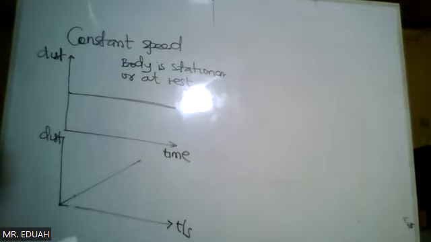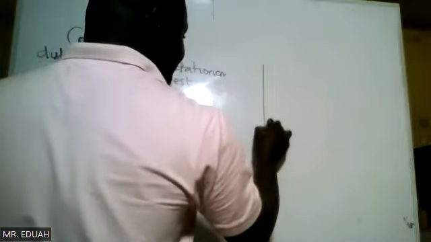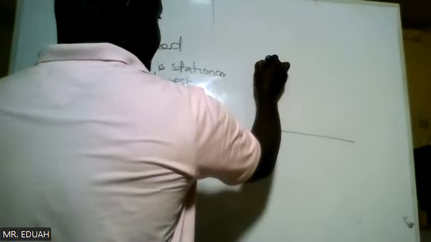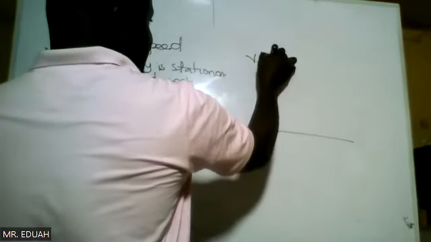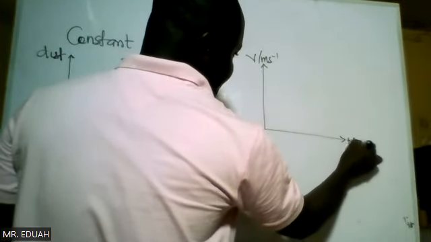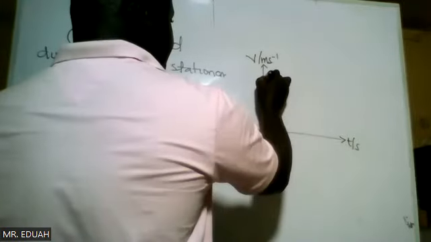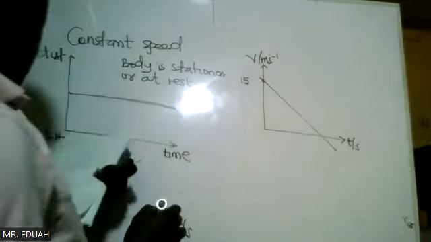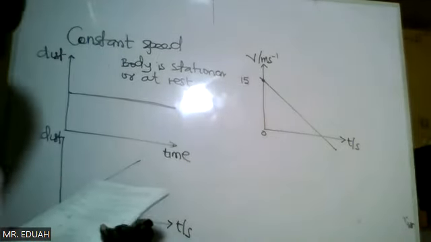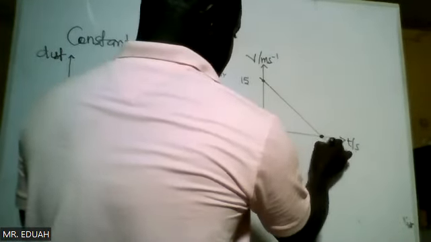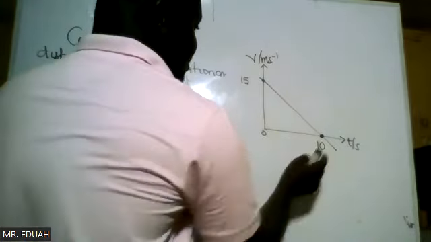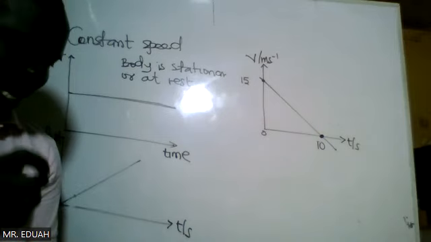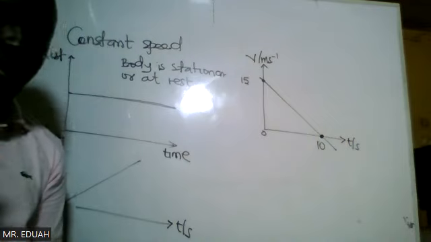Question three. So far, none of you managed to get it all. Let me draw. It's a velocity-time graph. V in meters per second against time. We have this point as 15, then we have 0, then we have 10. Now the question is that the speed or velocity-time graph of a car is shown below. Which of the following statements is true?